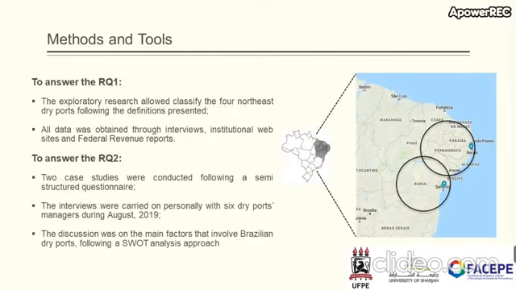So the method that we apply to answer the two research questions: first, the exploratory research allowed us to classify the four northeast dry ports following the definitions presented. Since we focus on the northeast region in Brazil, there are four dry ports located in Salvador and Recife city. All data was obtained through interviews, institutional websites, and federal revenue reports to achieve the classification of those dry ports.